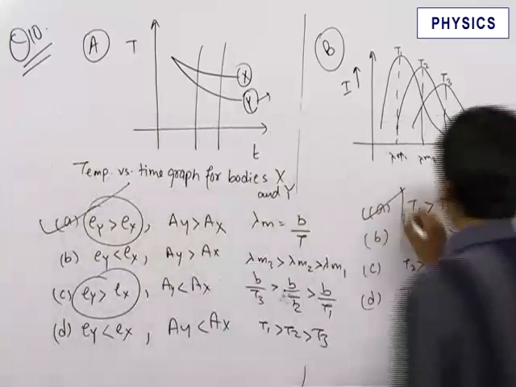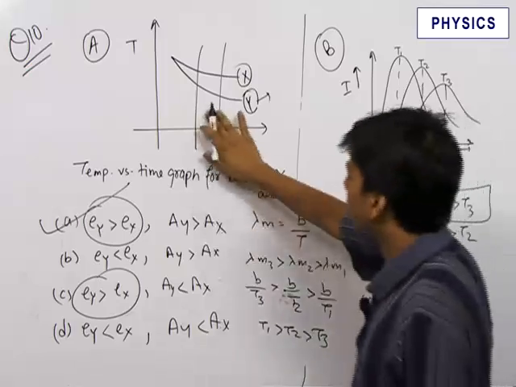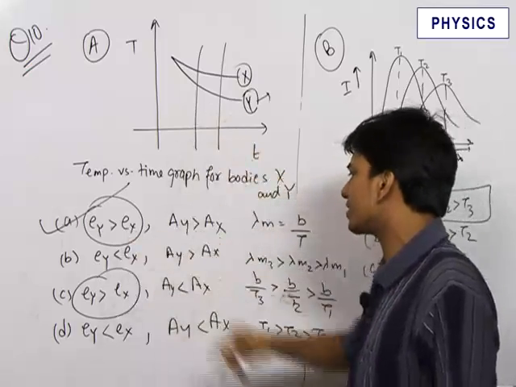So the answer for this question comes out to be T1 is greater than T2 is greater than T3, and the answer for the first graph comes out to be Ey is greater than Ex and Ay is greater than Ax.